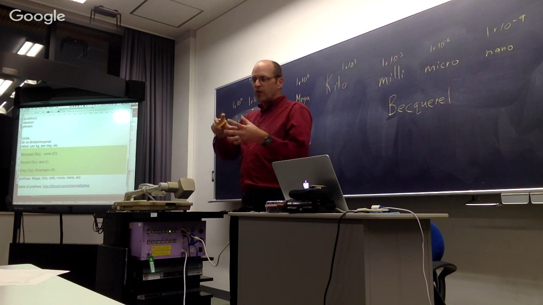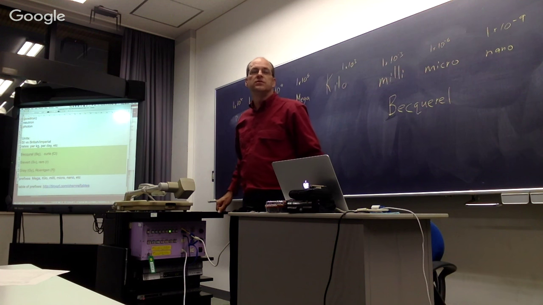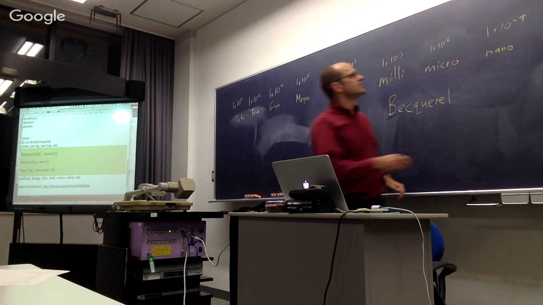An alpha is 2 protons and a neutron? 2 protons and 2 neutrons. 2 protons, 2 neutrons. Yes, that's true. That's an alpha.